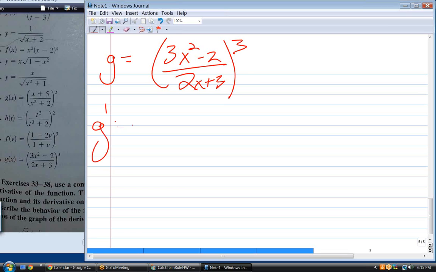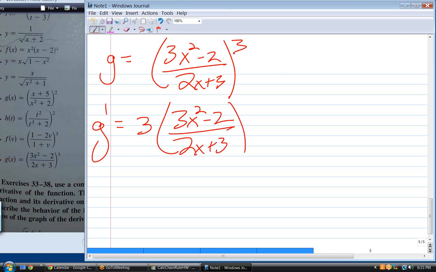First, start off with finding the derivative of the outside. That's the 3 to the quantity of 3x squared minus 2 over 2x plus 3, squared, you mean? Oh, yeah. Okay. And then find the derivative of the inside. So you have to do the quotient rule.